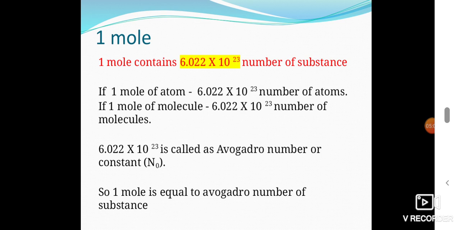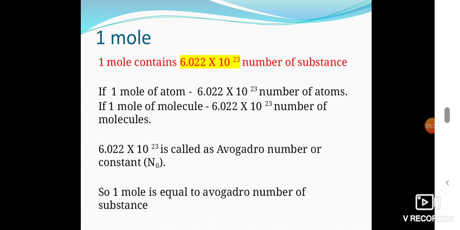So like that, 1 mole of atoms. 1 mole of carbon atoms contains 6.022 into 10 power 23 number of atoms. So 1 mole of carbon refers to this value of carbon atoms. That much amount of carbon is present in 1 mole of atoms.